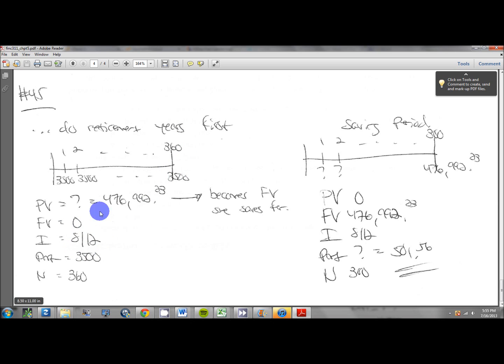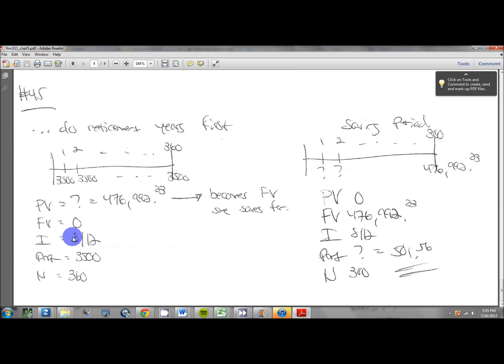So let's take a look at the info during her retirement years. Again, she wants to withdraw $3,500 a month. She's going to do this for 30 years or 360 months. The interest rate that she anticipates to earn on her investments is 8%. All three of these need to be on a monthly frequency, just like we talked about in class earlier today.